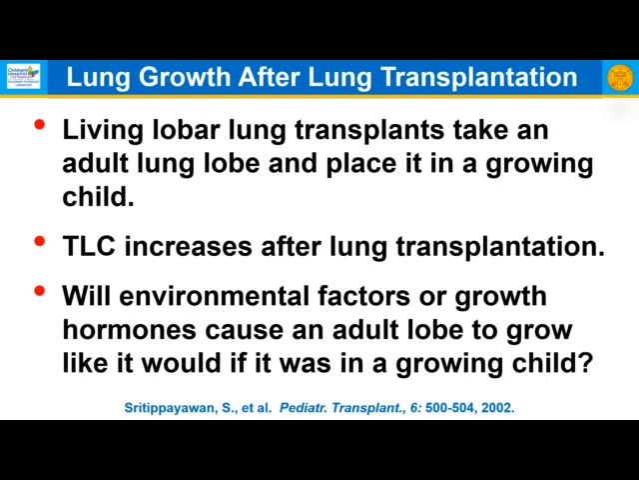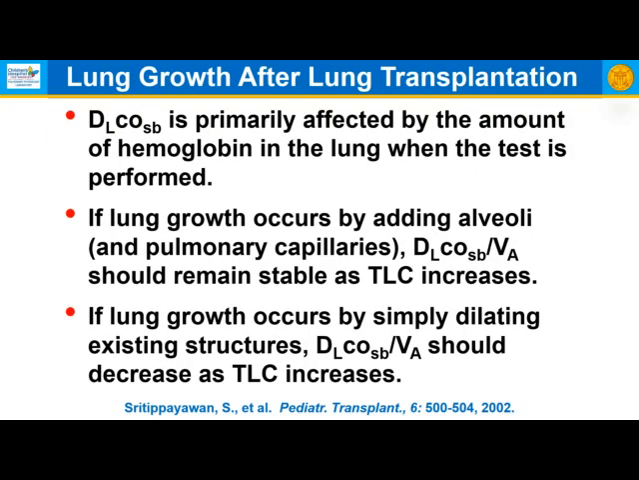So that's the question. The DLCO is primarily affected by the amount of hemoglobin in the lung when the test is performed. So if lung growth occurs by adding alveoli and pulmonary capillaries, then the DLCO over VA should remain stable as total lung capacity increases. If lung growth occurs by simply dilating existing structures but not adding any, then the DLCO over VA should decrease as total lung capacity increases.